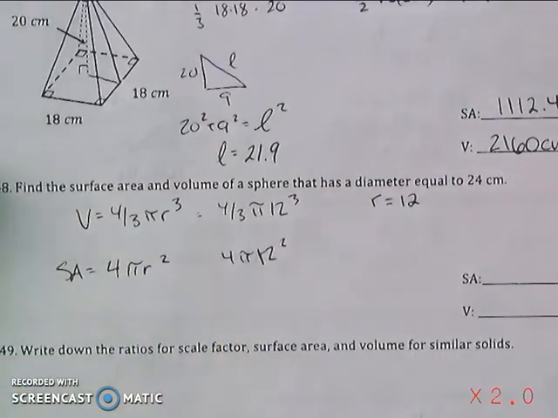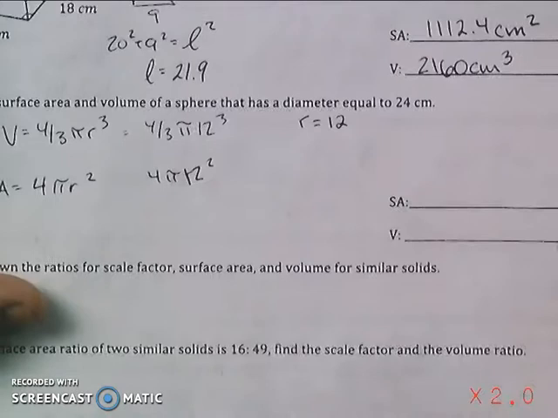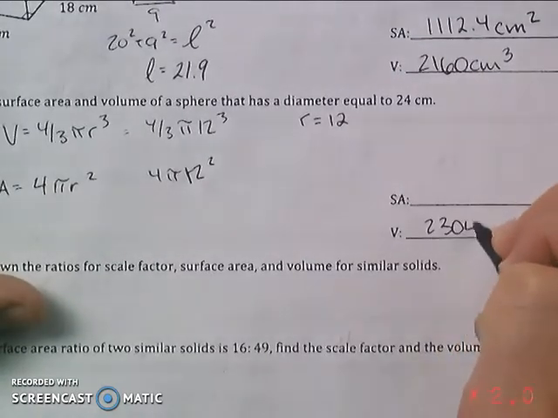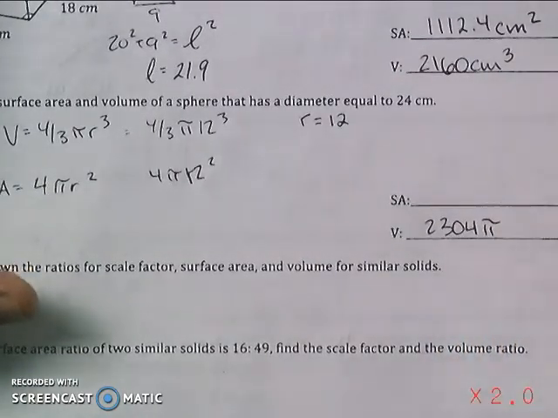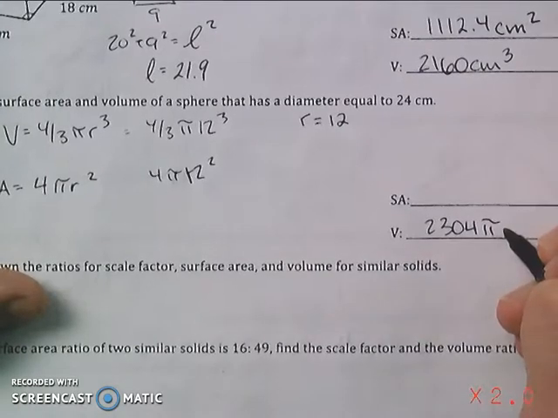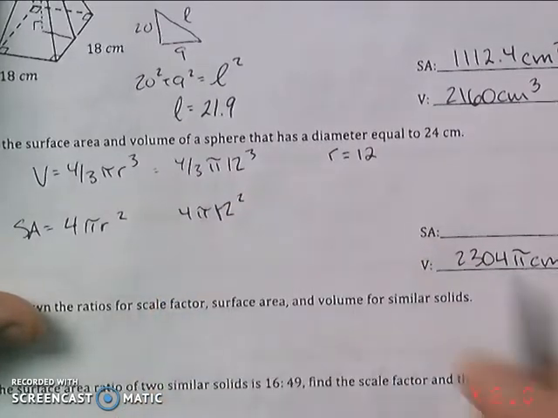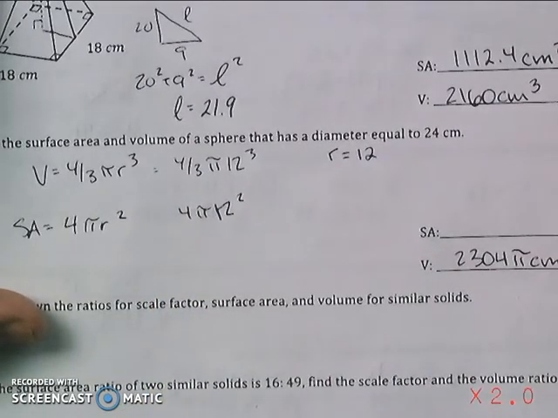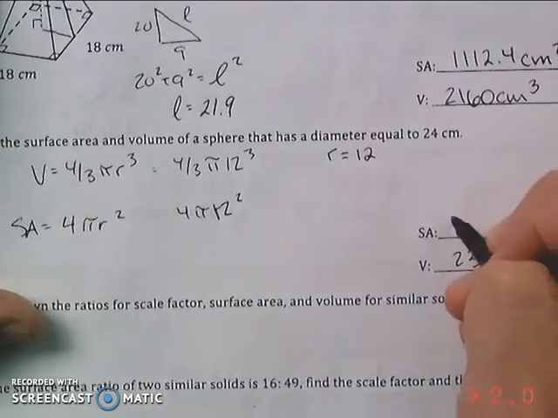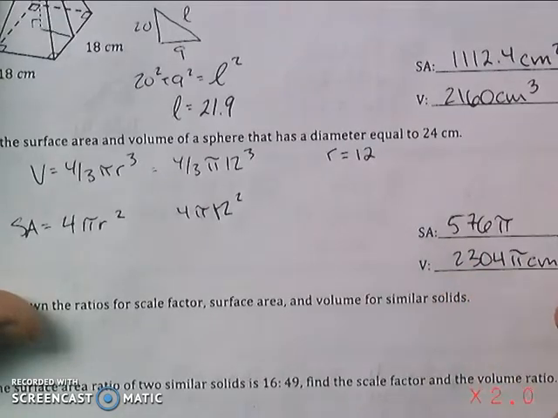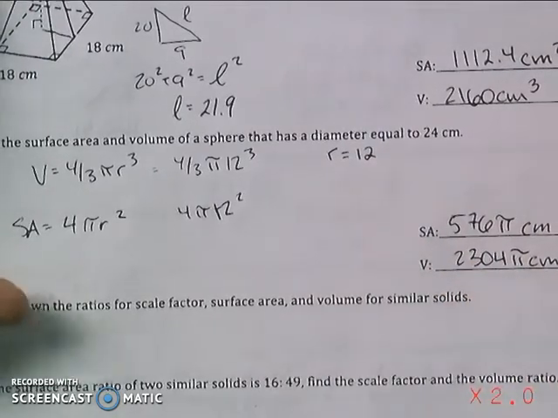Okay. So 12 raised to the 3rd power divided by 3 multiplied by 4, and we get 2,304 pi, and that's in cubic centimeters for volume. And then the other one's going to be 12 squared, which is 144 times 4, which is going to give me 576 pi square centimeters. Okay.